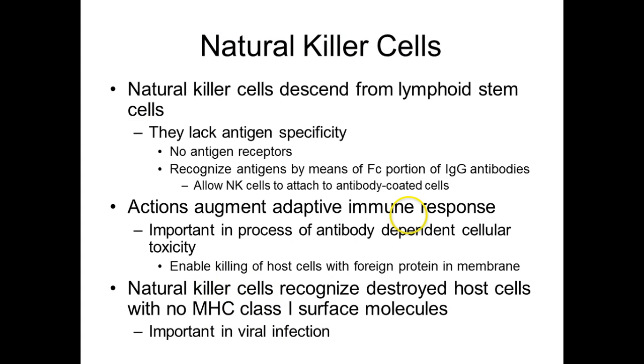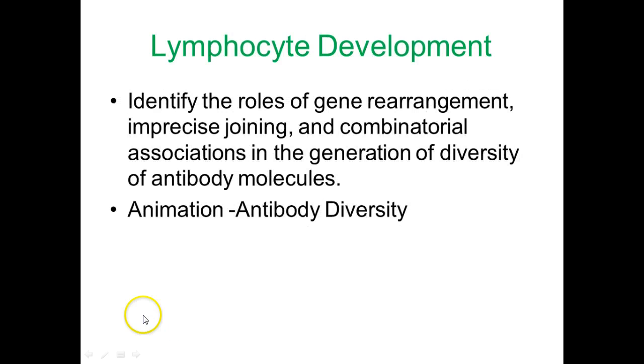So this is just written out in words, right? What I just said on our pictures. So again, that FC portion of IgG antibodies is what the natural killer attaches to, right, and causes that antibody-dependent cellular cytotoxicity. Or if they're not displaying MHC class 1, which is really important in some viral infections, it will kill that cell.